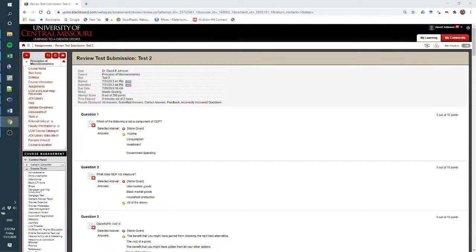Question number 2, what does GDP not measure? All right, so GDP does not measure intermediate goods. Intermediate goods are the goods used to produce goods, and if we included intermediate goods, that means we would effectively be double counting the inputs to GDP. GDP is not going to measure black market production.